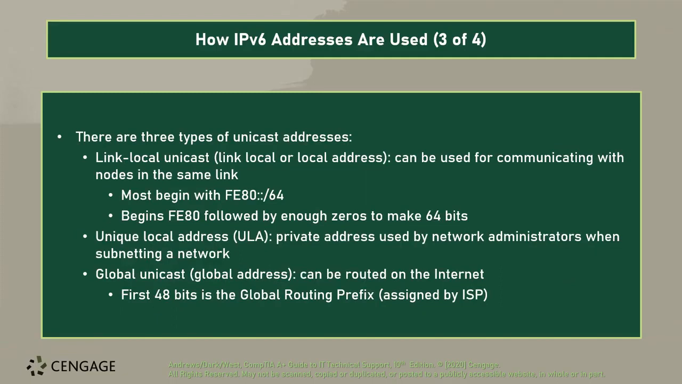There are 3 different types of unicast addresses that we use. Link local unicast, which can be used for communicating within the same link. These are going to begin with FE80, and they're going to use a /64 subnet mask, meaning that the first half of the IP address for IPv6 is going to be the network ID. A unique local address, or ULA, is a private address used by network administrators when subnetting a network. And then the global unicast address can actually be routed on the internet. First 48 bits here being what's called the GRP, or global routing prefix, which is assigned by your ISP.